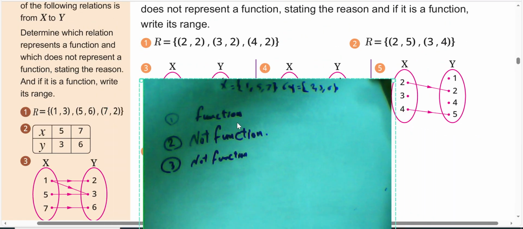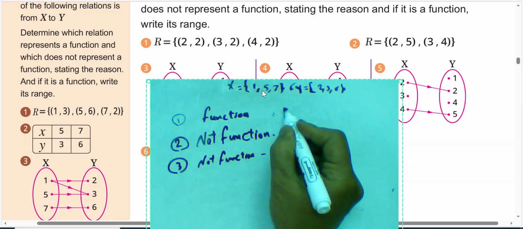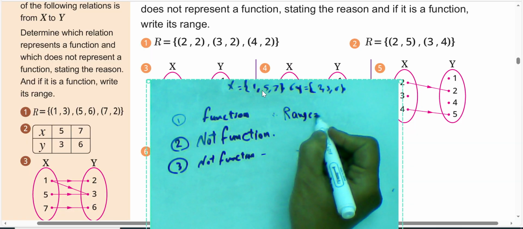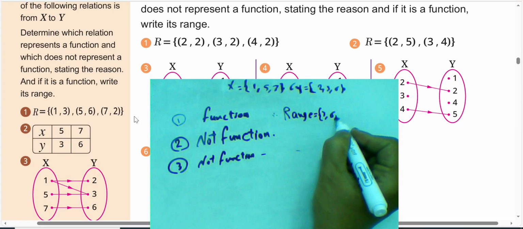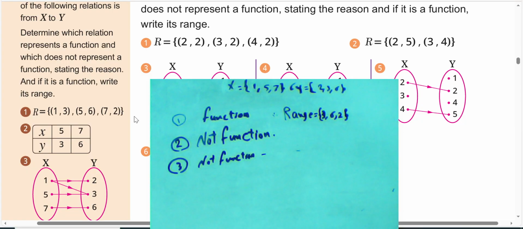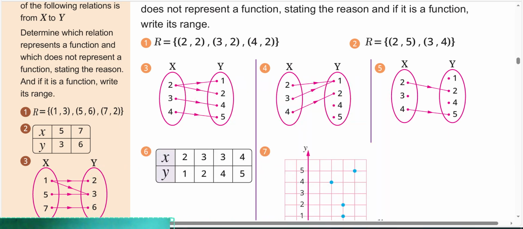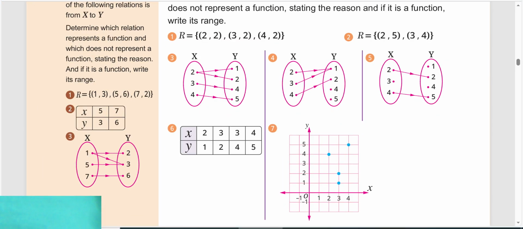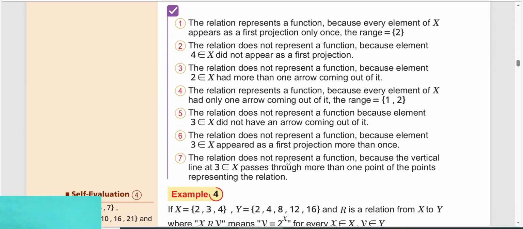About question number 1, number 1 is the function. In this function, the range will be equal to the images 3, 6 and 2. Okay, and the reasons about questions like number 1, 2, 3, 4, you can read the answer down here about the reason. Okay, like this, you must read these questions.